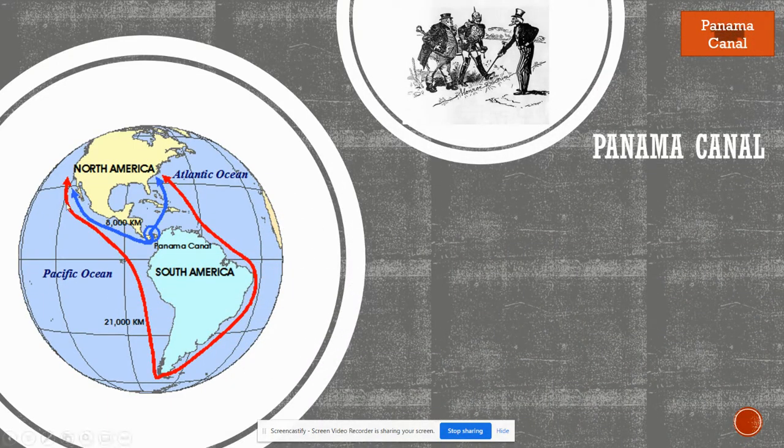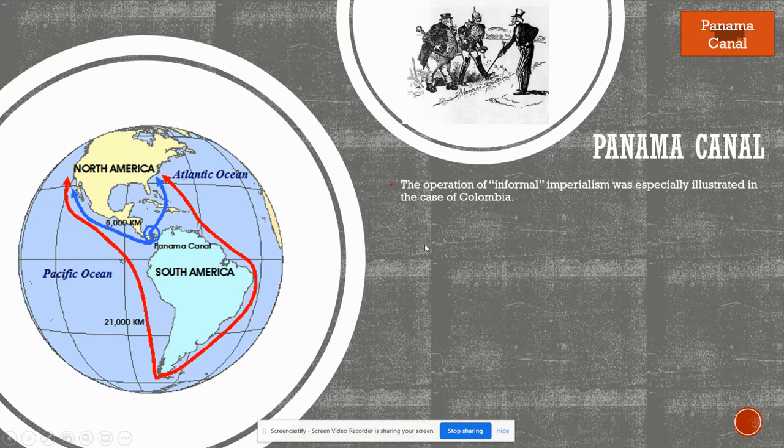And then the Panama Canal. Like the Suez Canal, the Panama Canal is going to cut the trip from all the way around South America to just going down to Panama and then coming around. So it's going to cut a huge amount of time.